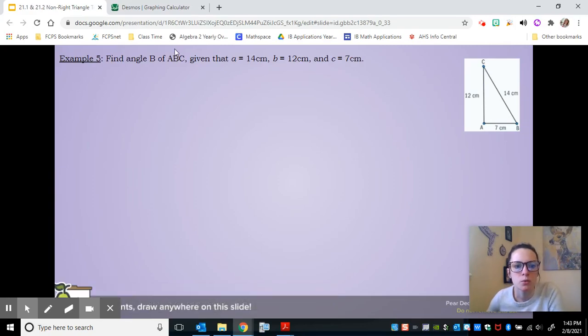All right, our next example, we're trying to find angle B down at the bottom, given that we have side A as 14, side B as 12, and side C as 7, all in centimeters. So this time we're looking for an angle.